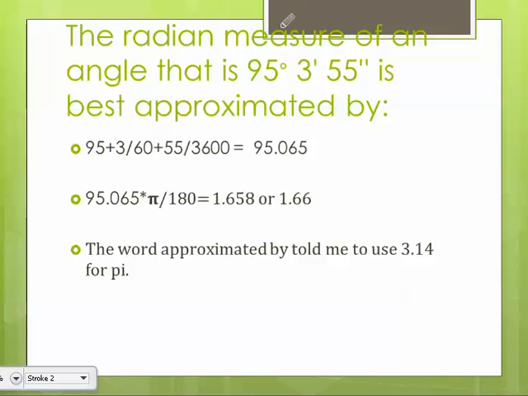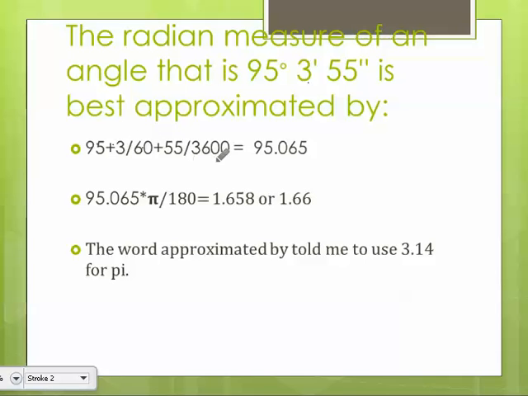Okay? So the angle measure is 95 degrees, 3 minutes, and 55 seconds, and we want to get that in radians. So what are we going to do? First thing I'm going to do is take 95 plus 3 minutes times 60, or 60 minutes in every degree. Golly, get that right, Mr. Green. And then plus 55 divided by 3600.